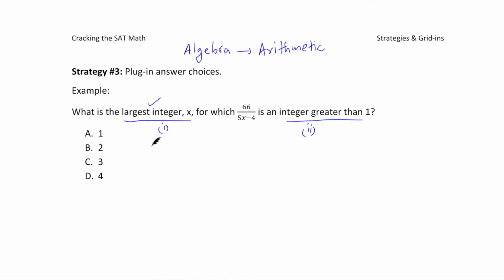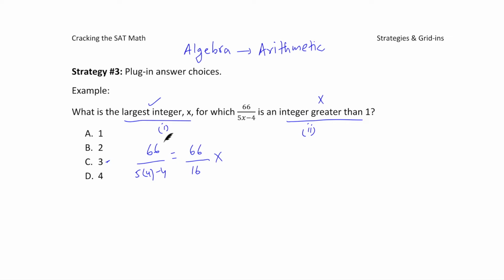Now let's have a look. If I put 4 into this expression, I will get 66 over 5 into 4 minus 4. That is 66 over 5 into 4, 20 minus 4 is 16. Now this is not an integer. You can calculate it, you will see it's not an integer. Hence, this target answer is not satisfied. Now what do we do? We move on to the next largest integer, which is 3.